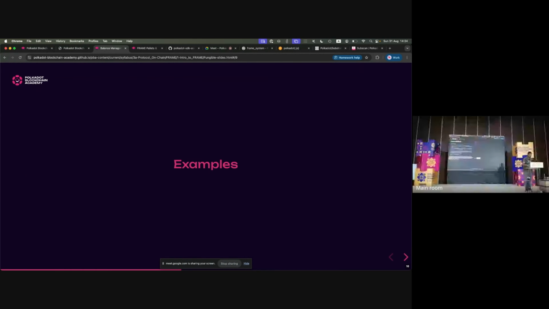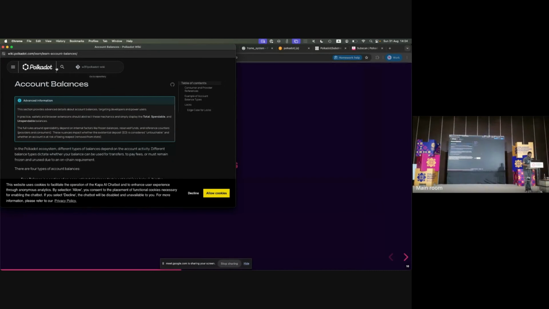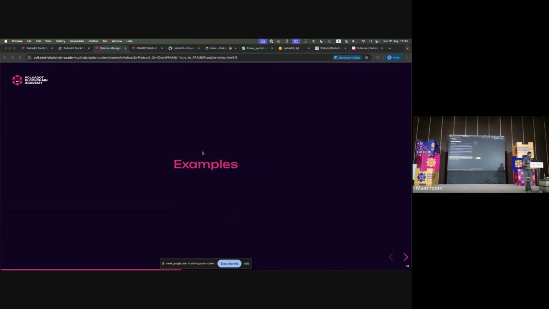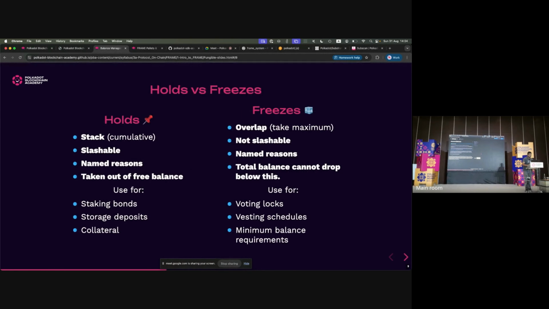Okay. And an additional thing from the last slide, holds are slashable and freezes are not. That's another crucial difference. That's why staking uses holds, because holds are taken from your balance. They're basically someone else holding your money in a way, and they can slash it. So it can be slashed when you're staking, or when you put some sort of collateral for DeFi or some other thing. And freeze is more like a proof that you have funds.